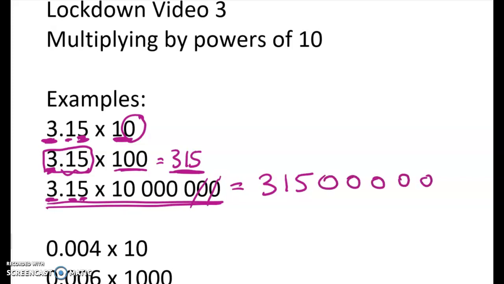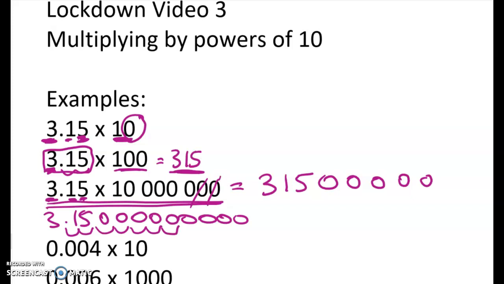So altogether, what we've done is we started with 3.15, and we can think of that as 3.15 with a ton of zeros after it. And we've moved over 7 place value columns. So the decimal point has ended up here, 1, 2, 3, 4, 5, 6, 7. Okay, and so it's going to be 315 with 5 more zeros. And it's nicer to write that so that we can read it.